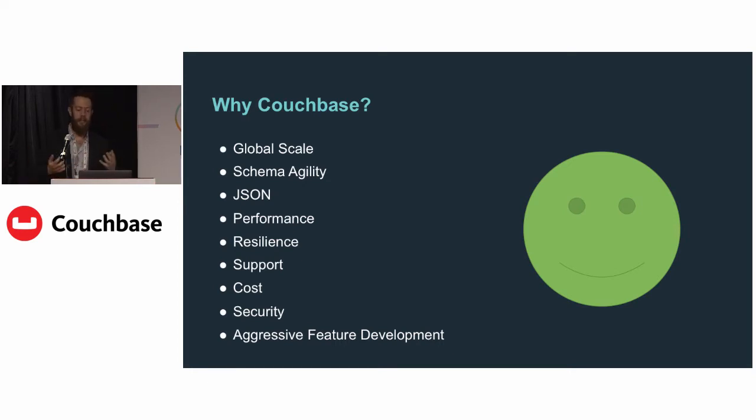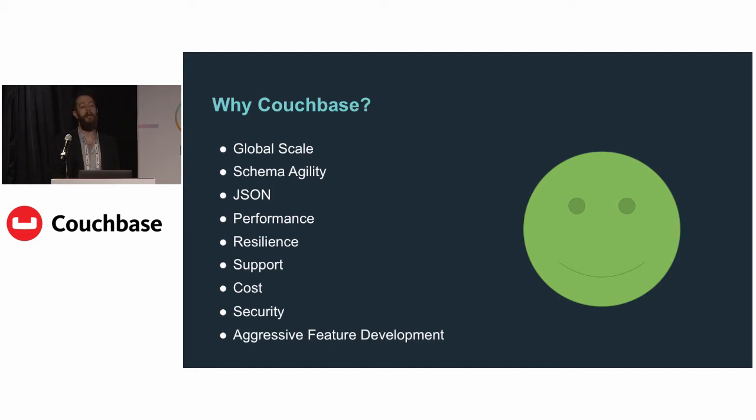Schema agility. Yes, it's the biggest selling point of Couchbase. It's the biggest selling point of what a lot of the developers will be evangelizing about what Couchbase does for them. JSON, yes, it's a JSON store.